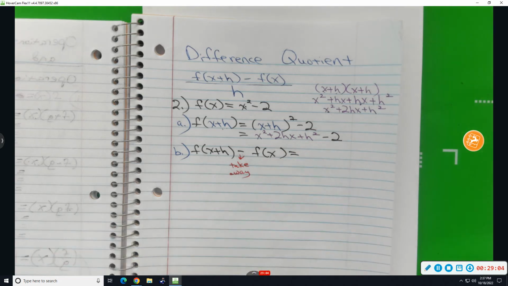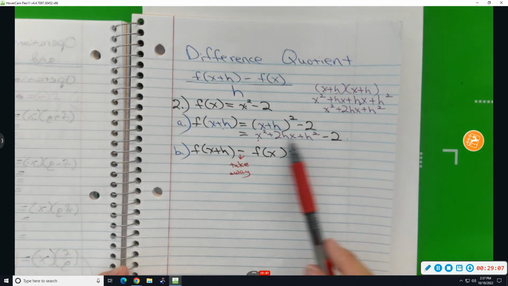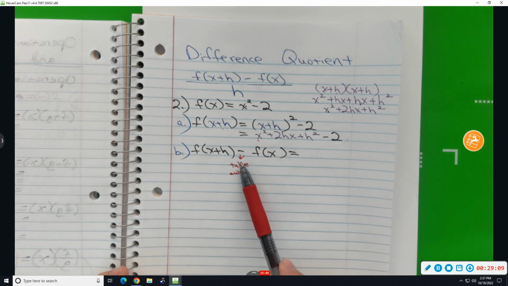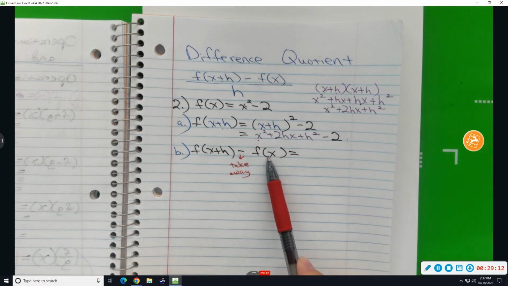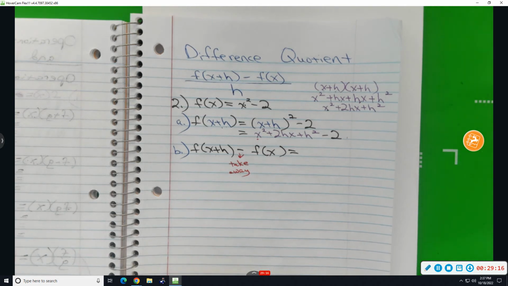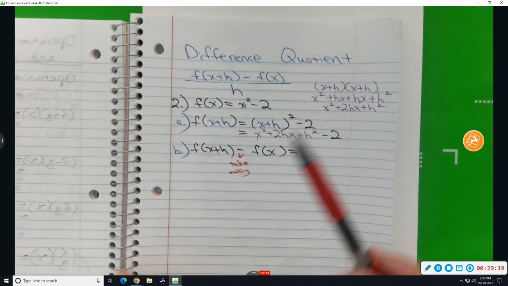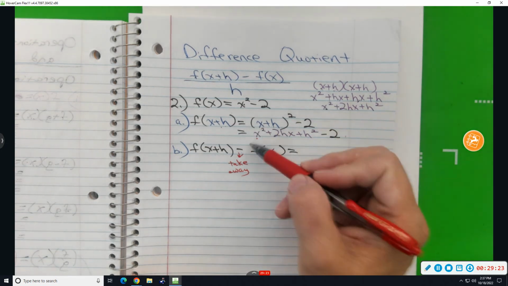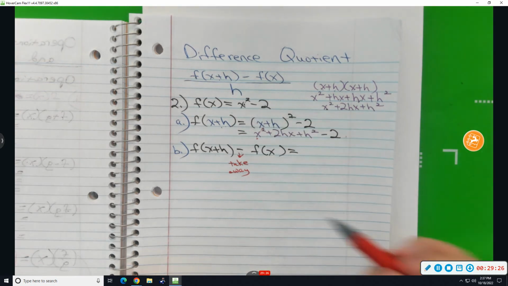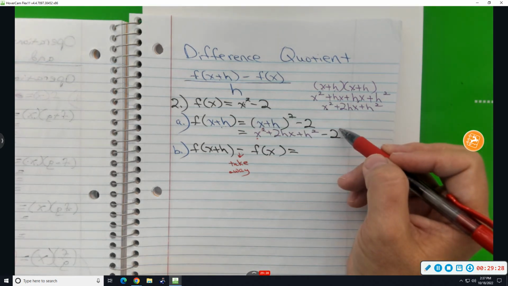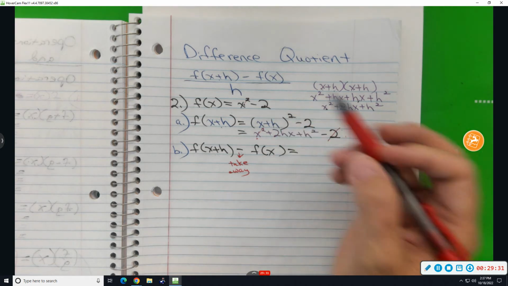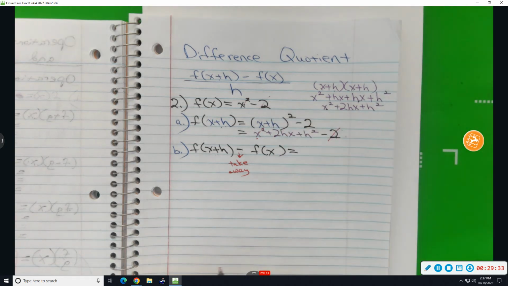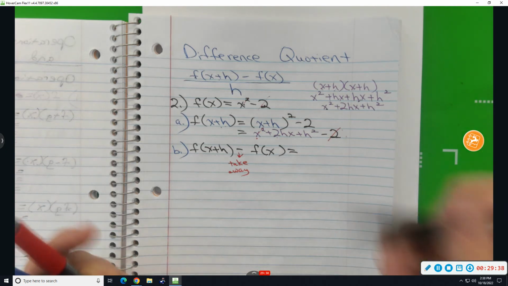So here's f of x plus h. You want to take away the terms that are in the original f of x. So would that technically be 2hx plus h squared? I agree. You're taking what you have here. Take away the x squared, that's gone. Negative 2 minus a negative 2, you're taking away, that's gone. So all you have left is 2hx plus h squared.